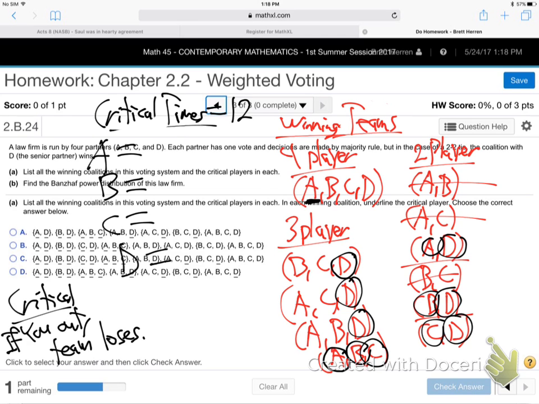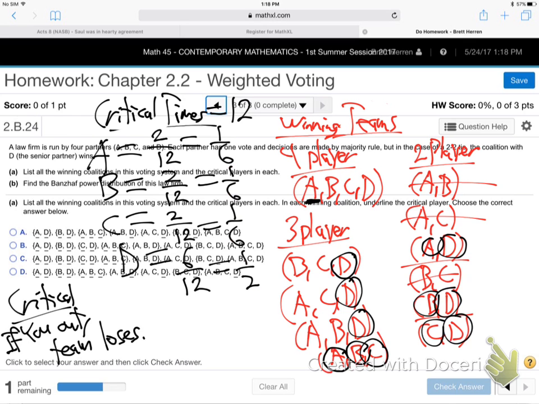So how many times was A circled up there? A was 2 out of 12? 2 out of 12. B's 2 out of 12. C's 2 out of 12. And D must be 6 out of 12. Right? Yep. So each of these guys has 1/6 of the power, and the senior partner has half the power. That's kind of surprising, huh?